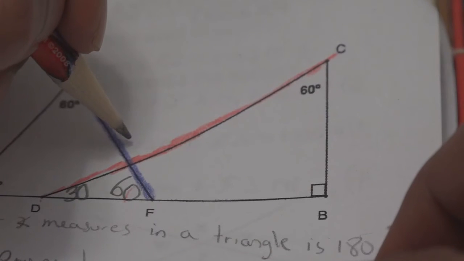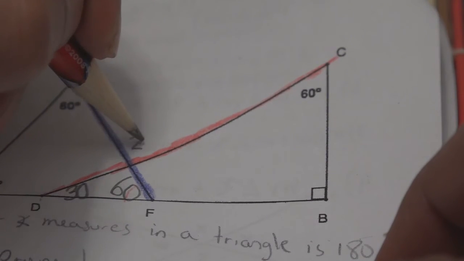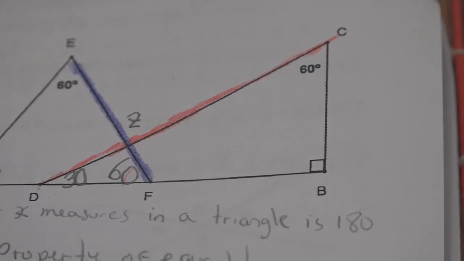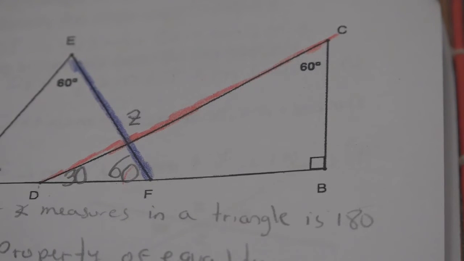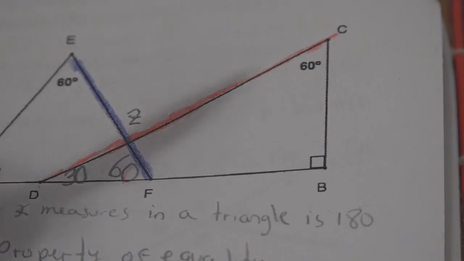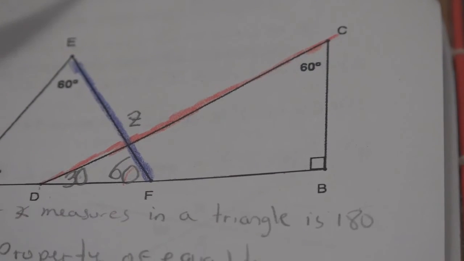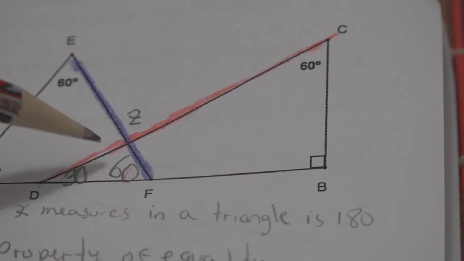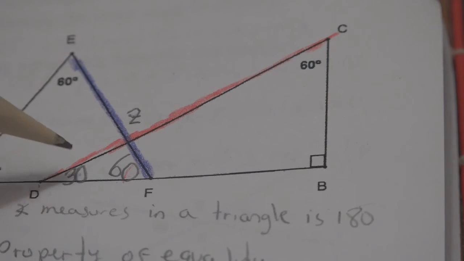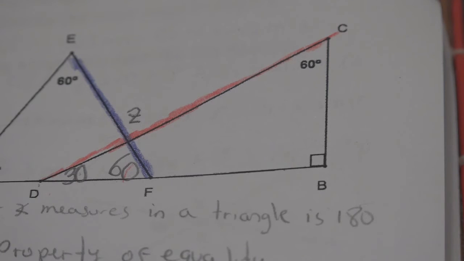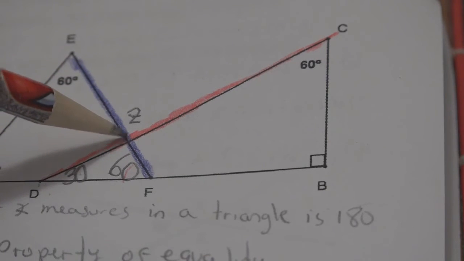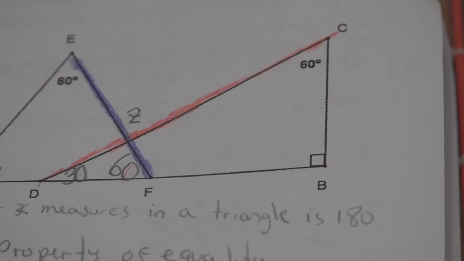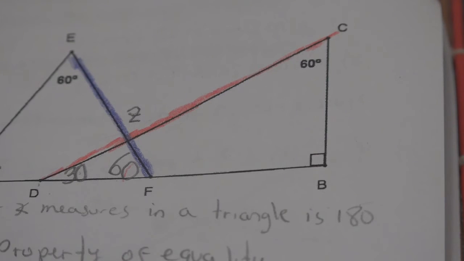I'm gonna call it Z. Okay, so now, this is what I know. The measure of CDB, which is this 130, plus the measure of EFA, which is 60, plus the measure of the angle EZC, adds up to 180 degrees.